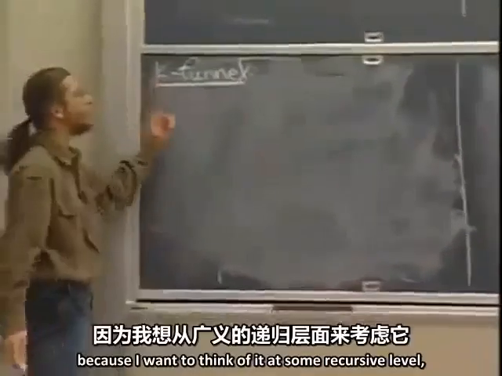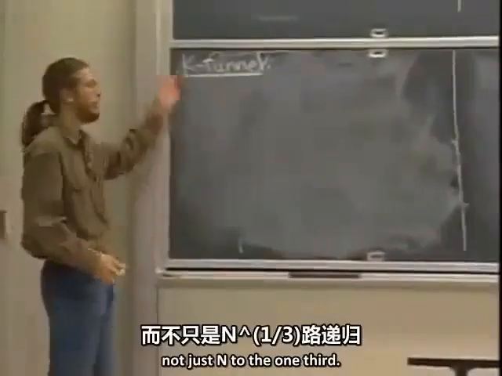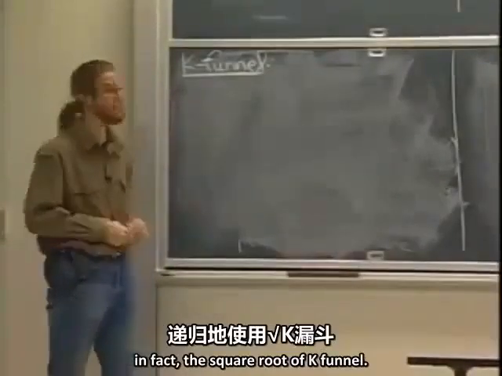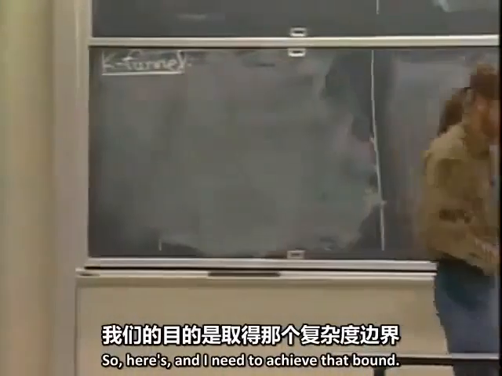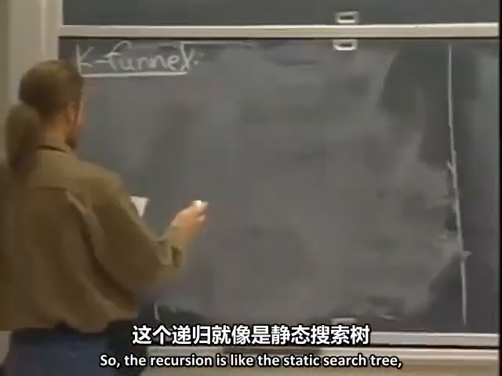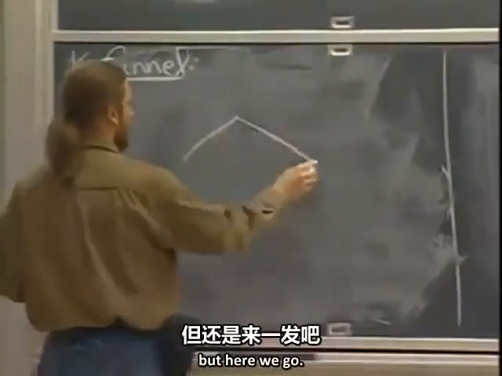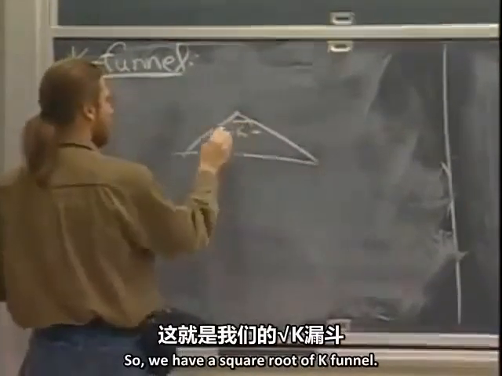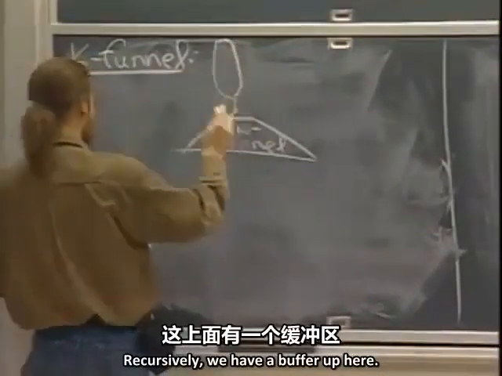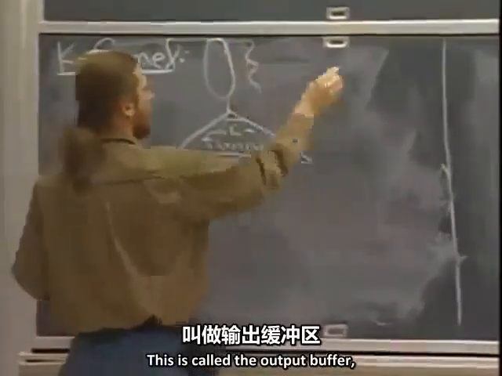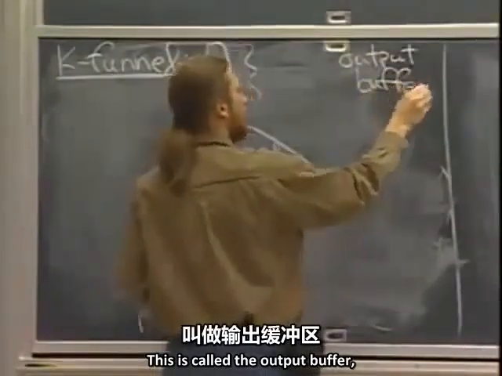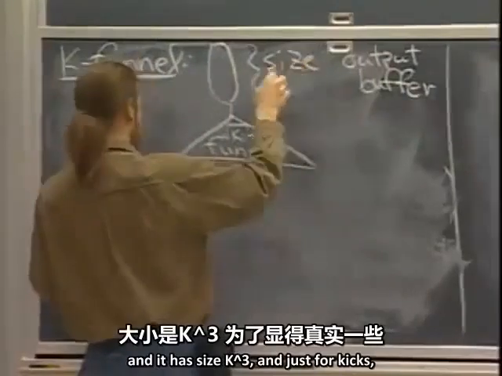I'm calling it K-funnel because I want to think of it at some recursive level, not just n to the 1/3. We're going to recursively use, in fact, a square root of K-funnel, and I need to achieve that bound. So the recursion is like the static search tree, and a little bit hard to draw on one board, but here we go. We have a square root of K-funnel recursively. We have a buffer up here. This is called the output buffer, and it has size k cubed.